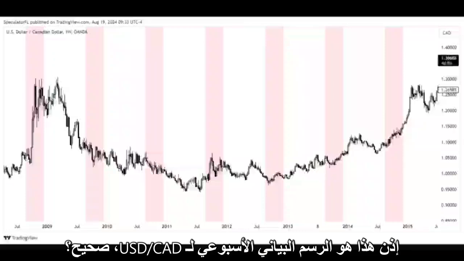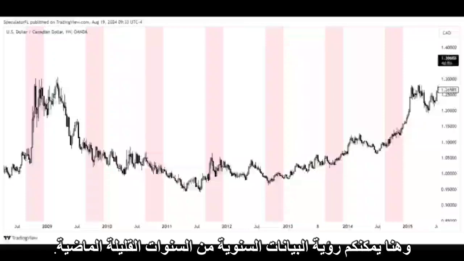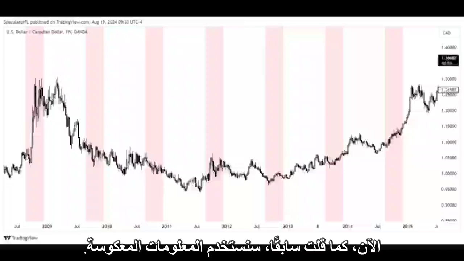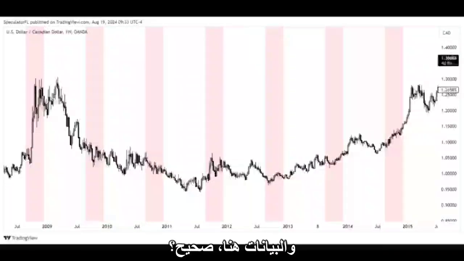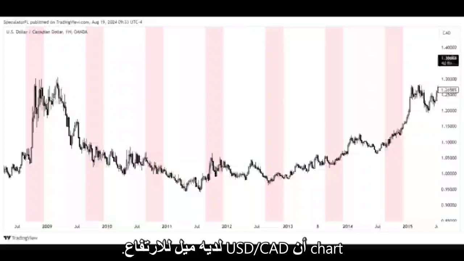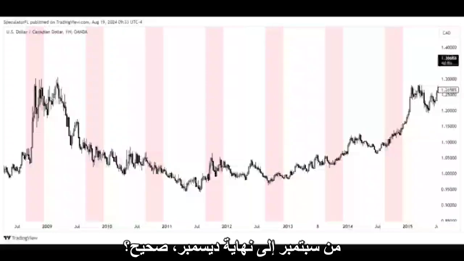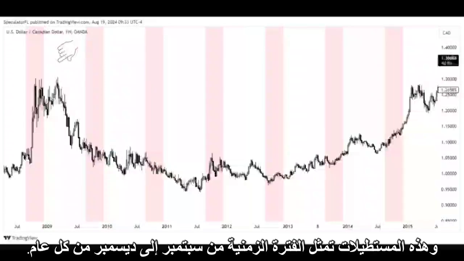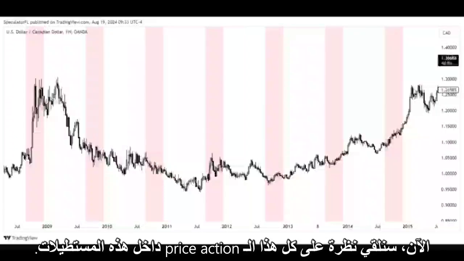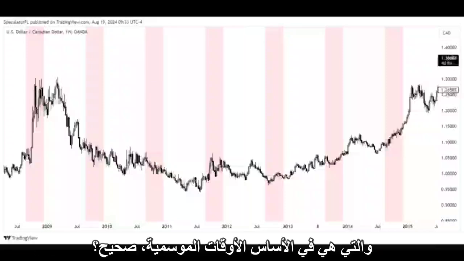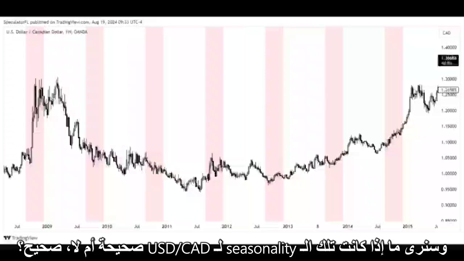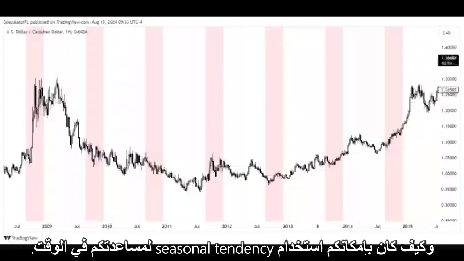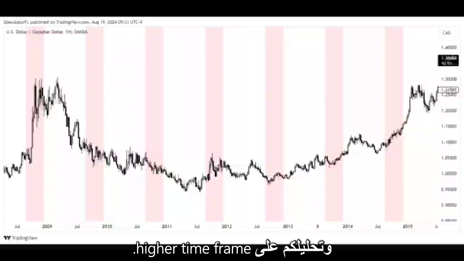So this is the USD CAD weekly chart, and here you can see the yearly data from the last few years. As I said earlier, we're going to be using the inverted info and data here. We learned from the seasonality chart that USD CAD has a tendency to go higher from September to December's end. Right here you can see these rectangles outlined on price, and they represent the time window from September to December of each year. We're going to look at all of this price action within these rectangles, which are basically the seasonal times, and see if that seasonality for USD CAD stays true or not, and how you could have used seasonal tendency to help you with time and your higher time frame analysis.